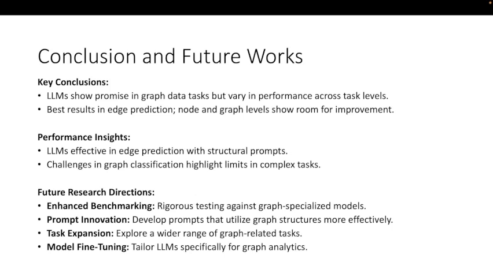There are a few key takeaways here. About node classification, LLMs show reasonable performance but still lag behind GNNs, which are optimized for such tasks. In the realm of edge prediction, incorporating structural data into LLM prompts notably improves their predictive accuracy, occasionally even surpassing traditional GNNs. And for graph classification, LLMs struggle with more complex graph structures, particularly as the classification complexity increases.